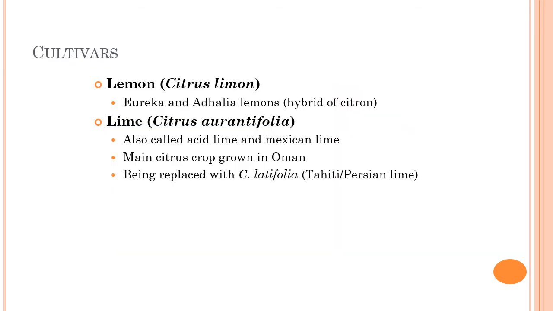Okay, so the 4th group is called lemon, citrus lemon, like Adalia, like Eureka, the yellow one, as you know, the yellow lemon that we use for juice. It's a hybrid of citron. And the 5th group is lime. That includes aurantifolia, which is the Omani lime. It's like the Omani lime.